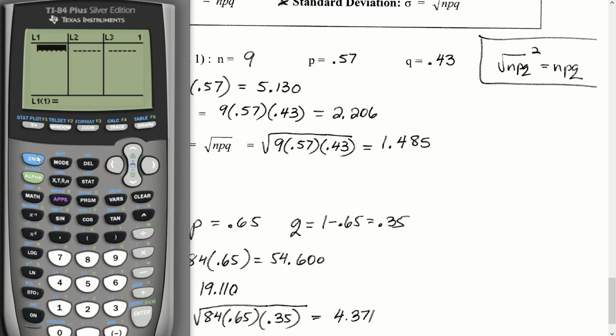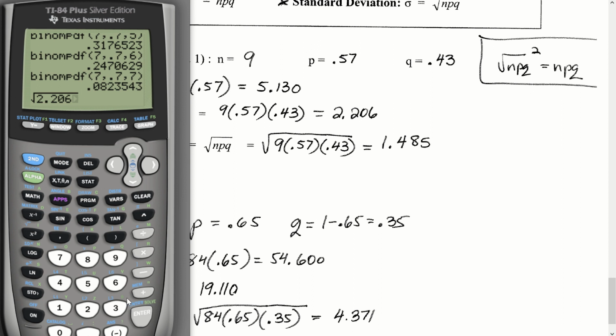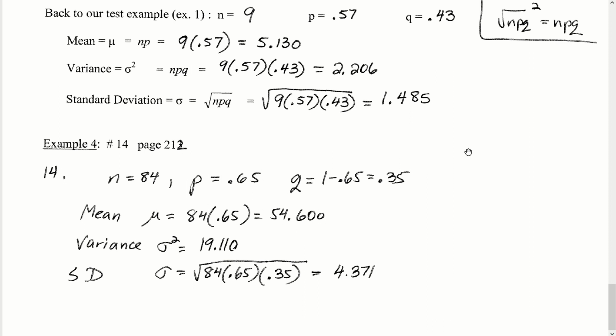To do the square root, I would do second square, and it was 2.206. Hit enter, and we get about 1.485. So much simpler if we use the shortcuts for the binomial stuff. Let's look at one example. Let's suppose we have a binomial probability distribution such that n was equal to 84, p was equal to 0.65, and q is equal to 0.35.